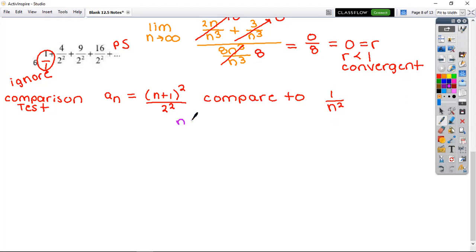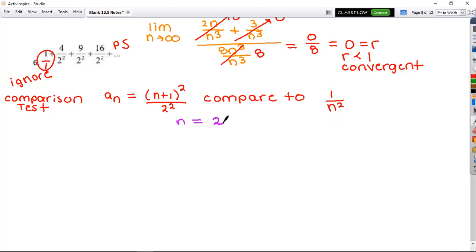So for n equals 2, find your terms again. So I would have here (2 plus 1) squared, divided by the 4, versus my other one, and that would just be 2 squared. So I have 3 squared, so I have 9 fourths versus 1 fourth. And this is going to be greater than. So greater than to start.